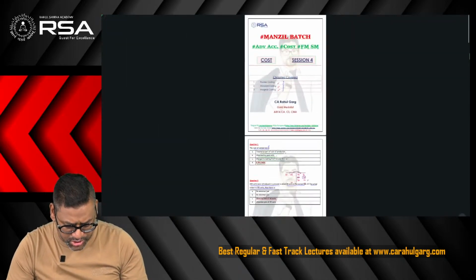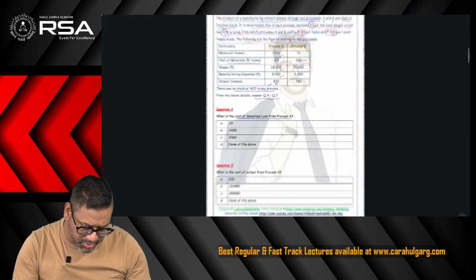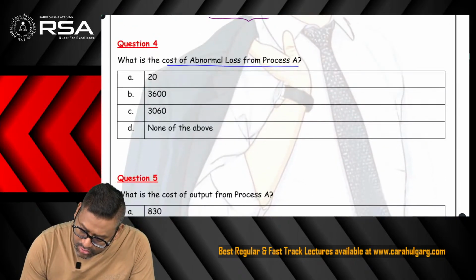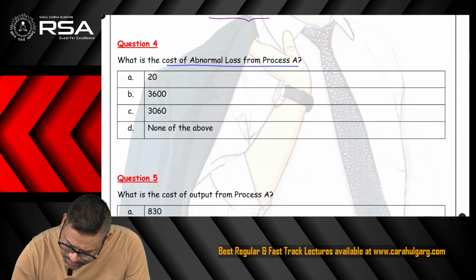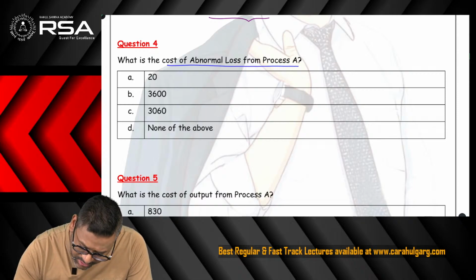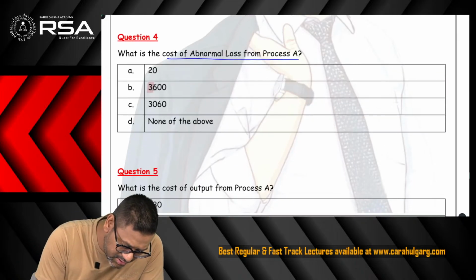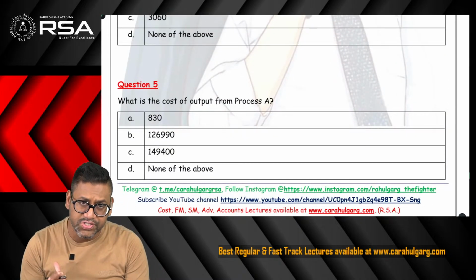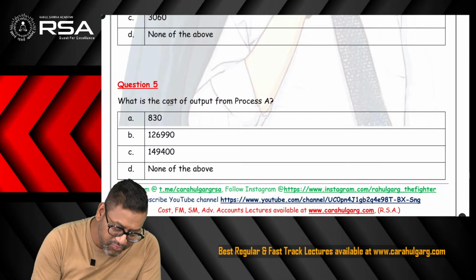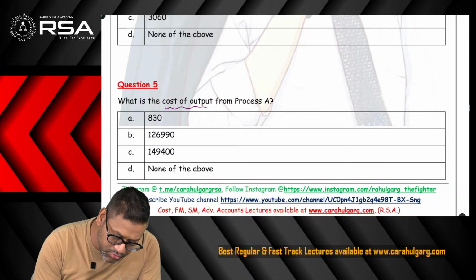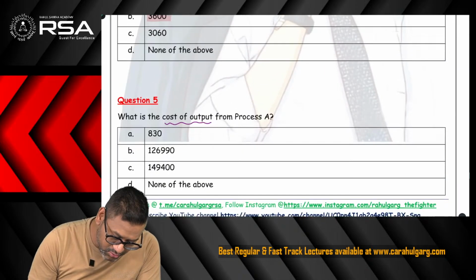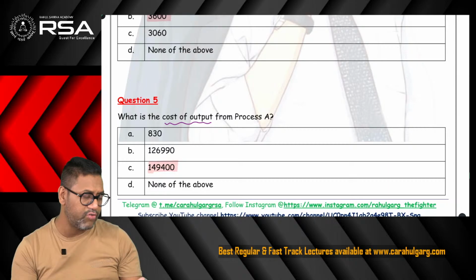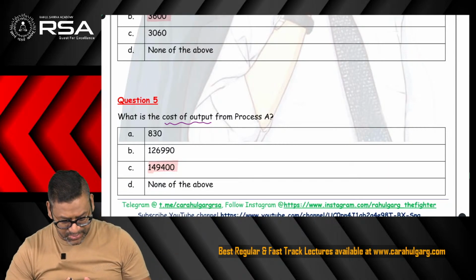Let us go back to the question and see what was being asked. What is the cost of abnormal loss from process A? So we have found the correct answer as 3600. Then it says, what is the cost of output from process A? When we prepared the process account, the cost of 830 units. When it says cost of output, it means the cost of those 830 units. So that is 1,49,400. So these two questions could be answered only after preparing the process A account.